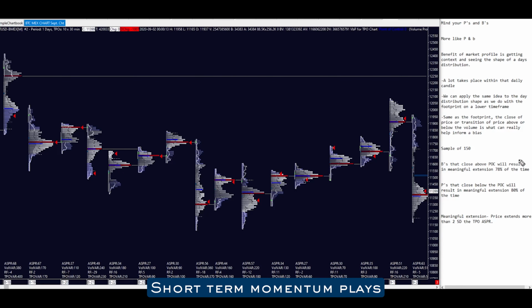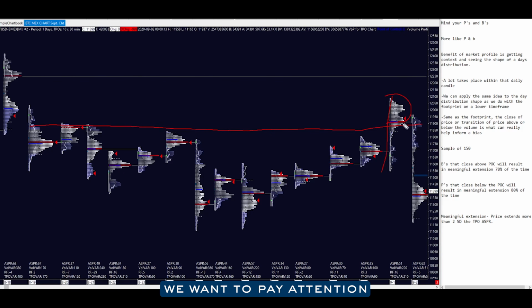Short-term momentum plays, and the idea is the same as when we're looking at a footprint. If we're looking at a footprint, and this is a key level that we're focused on, it's sort of a mousetrap setup. Here's the candle through it. Here's most of the activity. We want to pay attention to how the market responds with respect to all this activity.